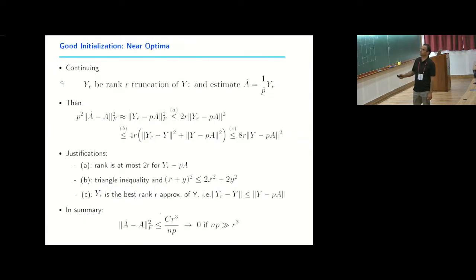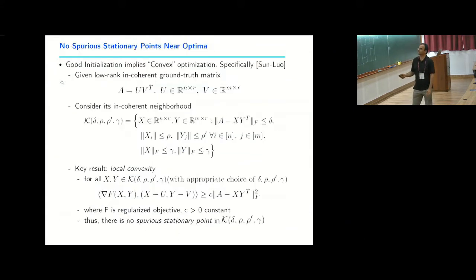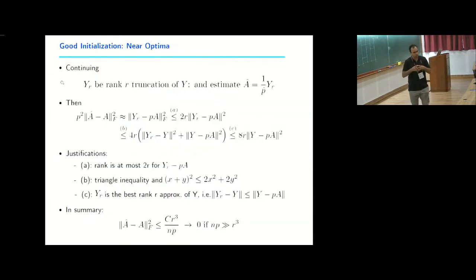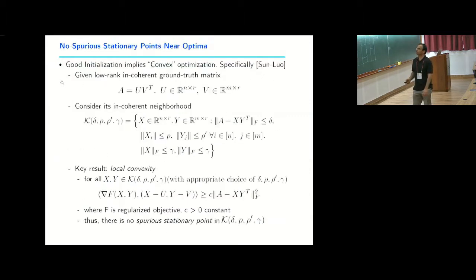So what that means is that if you start by taking your observations and doing a rank R approximation, you already get an excellent initialization. That is, you're in a good neighborhood. And from there, you run your local algorithm, or your iterative algorithm, and it will converge to effectively your global minima.